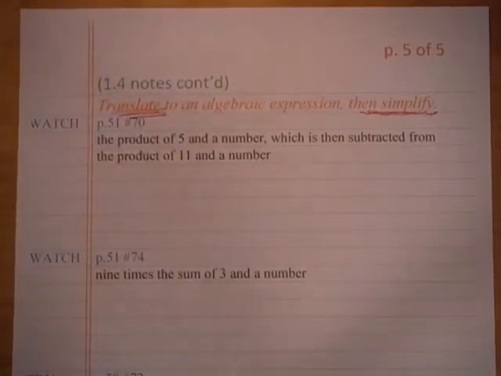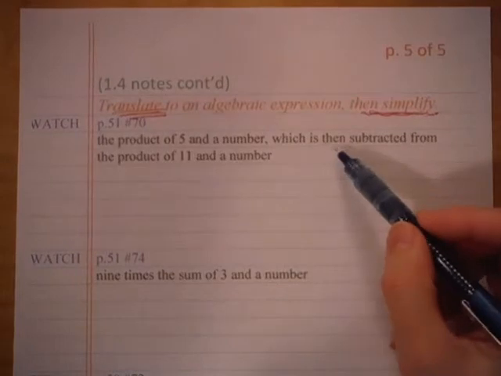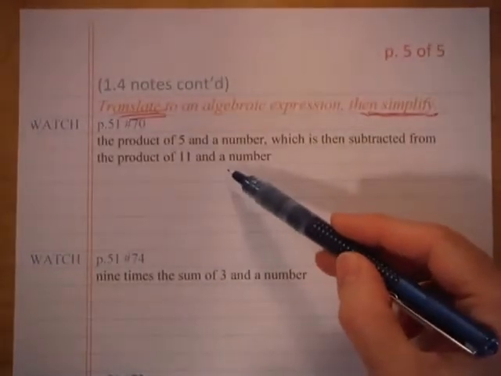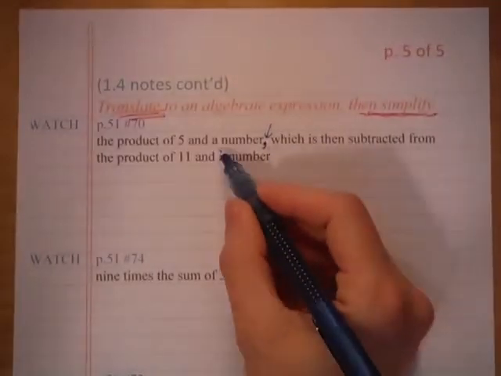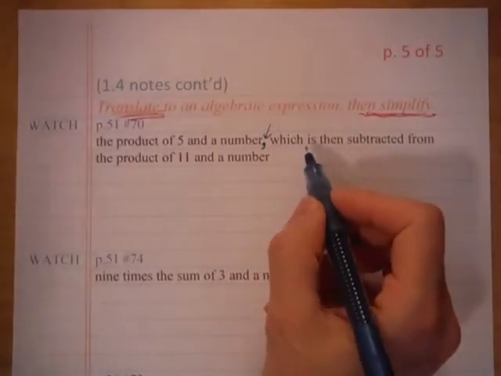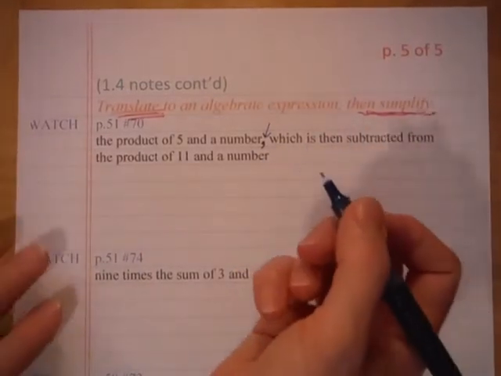So let's read this first one together. The product of 5 and a number, which is then subtracted from the product of 11 and a number. Deep breath. Let's try that again. The product of 5 and a number, which is then subtracted from the product of 11 and a number. Notice I included a pause here with the comma so that I know I've got some separated things here. That comma sets it apart a little bit. So let's highlight some key words here.